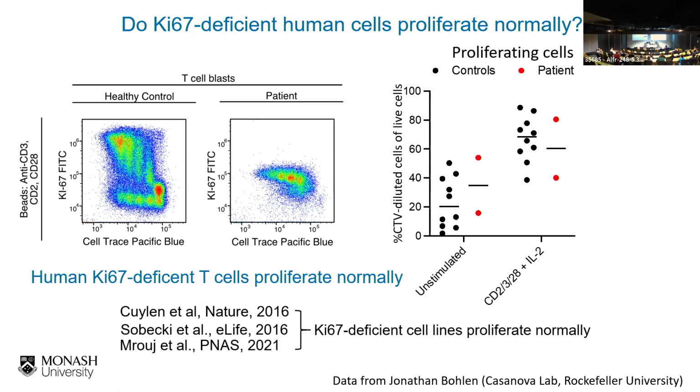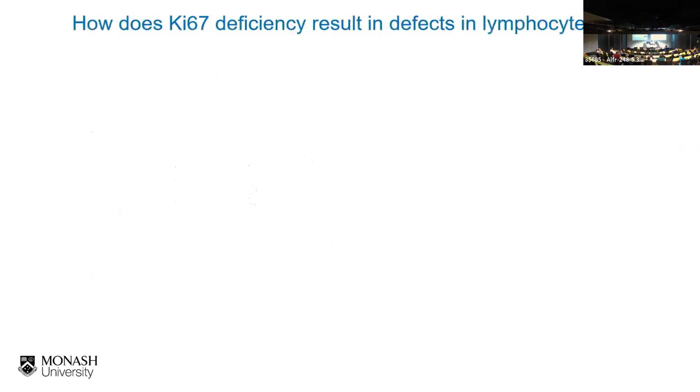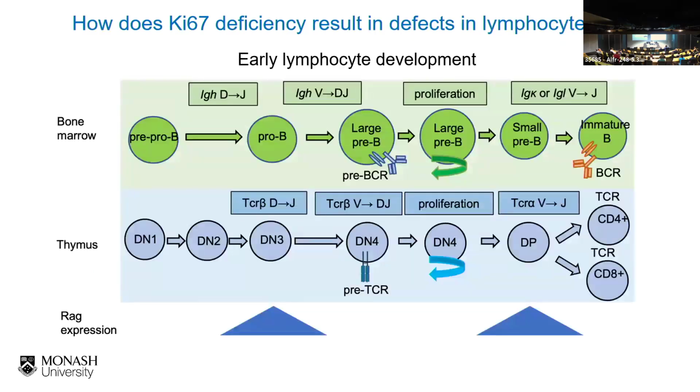And based on all the previous studies I've mentioned, they also looked at proliferation in their cell lines, and they saw all the cell lines deficient for Ki67 proliferate normally as well. So all of that evidence points to Ki67 not playing an important role in cell proliferation. So how then do our Ki67 deficient mice have defects in their lymphocytes? That's why we looked at lymphopoiesis.